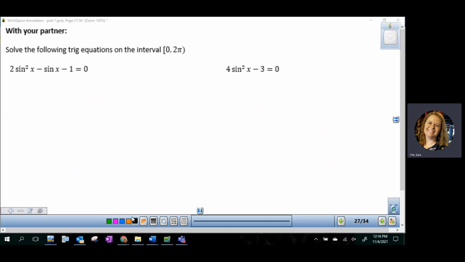Both of these are not factoring. Remember, you don't always have to factor. Factoring is a strategy if you have more than one trig function there. That second one, there's only one trig function term, so you don't have to factor that one. Little hint there.